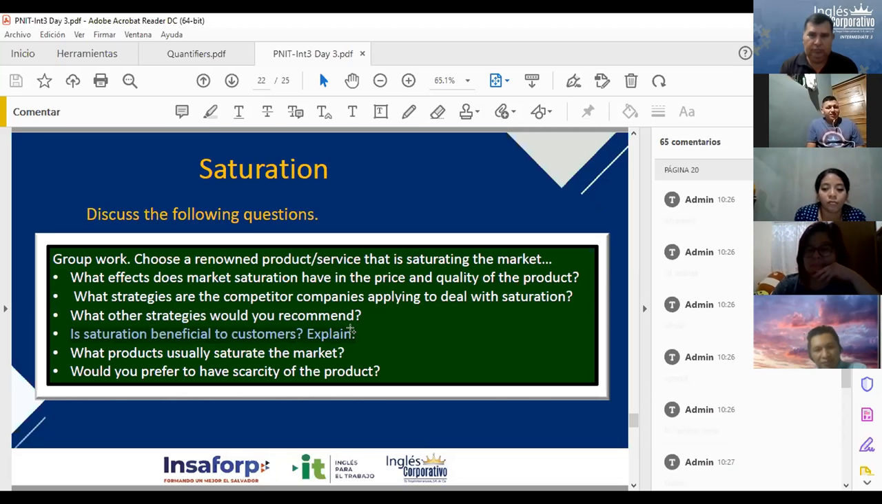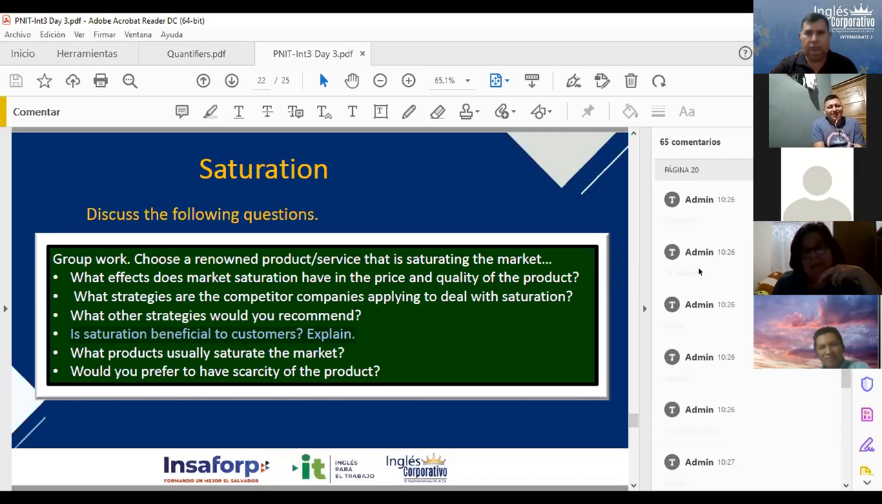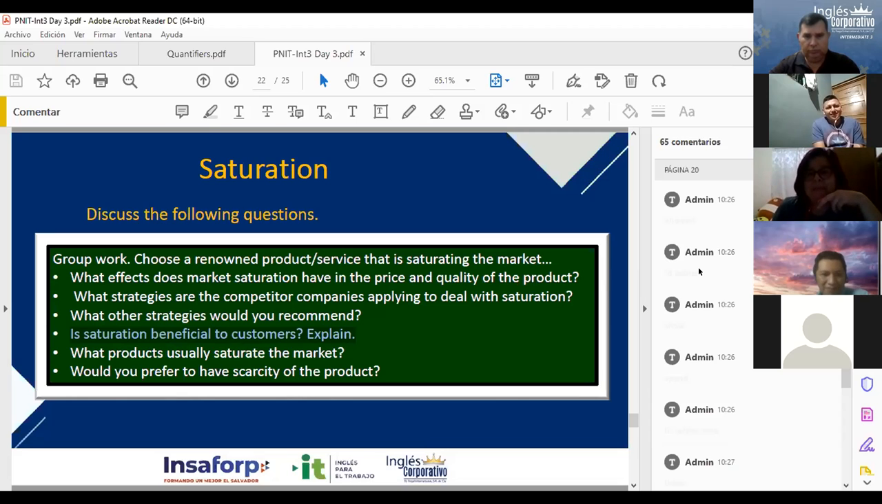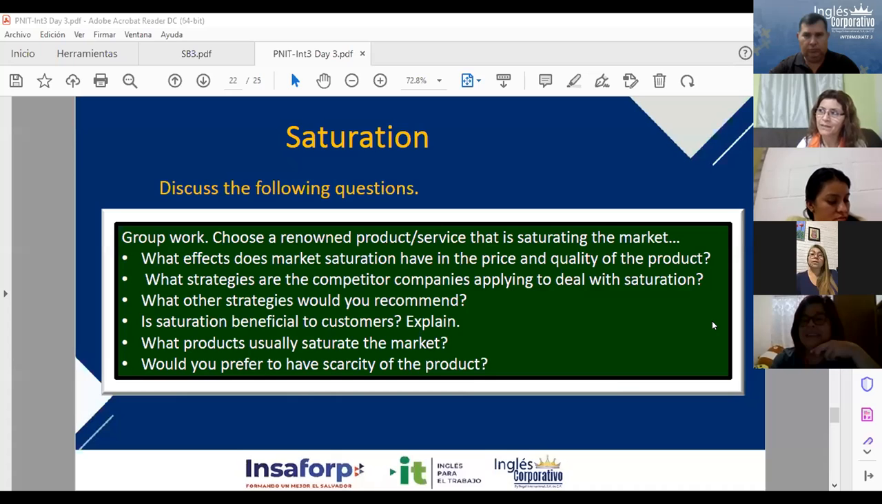Okay, is saturation beneficial to customers? Yes, sure. Why? Because a high percent of companies, when there is saturation, decline the prices. So it means that the customer will benefit. That's my opinion. Yes, but sometimes the price doesn't go lower. The price stays the same. But if I prefer this brand, it doesn't matter to me because I buy the brand. Yeah. Sometimes I think that happens.